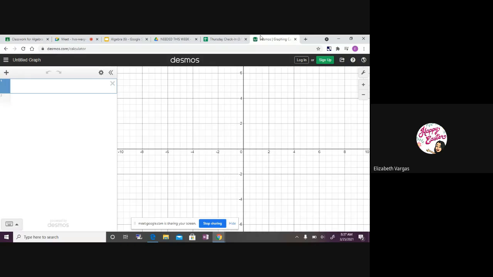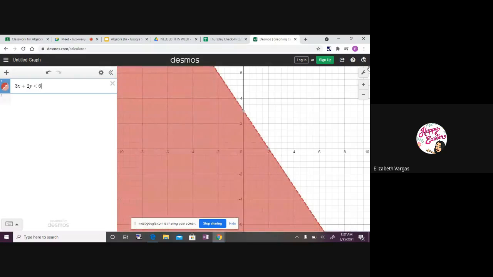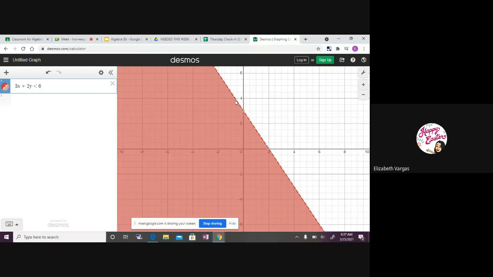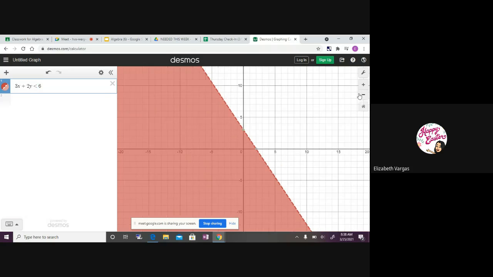All right, so basically this is what your graphing calculator might look like. And what you could basically do is plug in an inequality into this type of graphing calculator. So I'll do 3x plus 2y is less than 6. And so what you'll see there is you actually get a graph, and you actually have a dashed line, right? Because we have this symbol right here. And you have your inequality shaded.